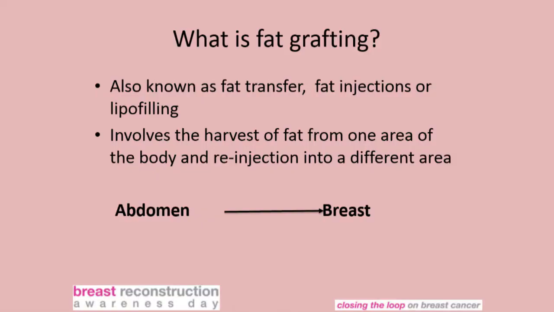It's got several different names: fat transfer, fat injection, lipofilling. The word lipo is really just another word for fat. But basically it involves taking the fat from one area of the body and re-injecting it into another area. We don't just use it for breast reconstruction, it's got lots of different uses. But in breast reconstruction, almost predominantly, we take the fat from the abdomen and we inject it into the breast area.